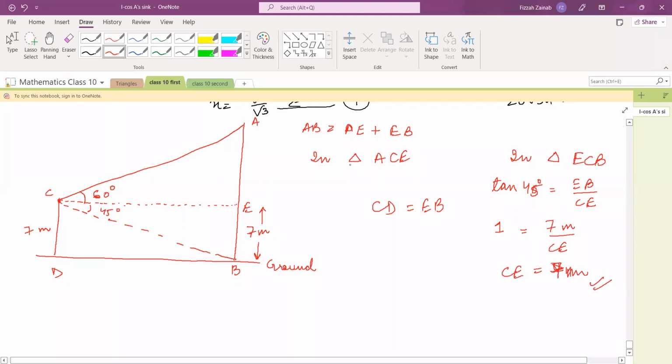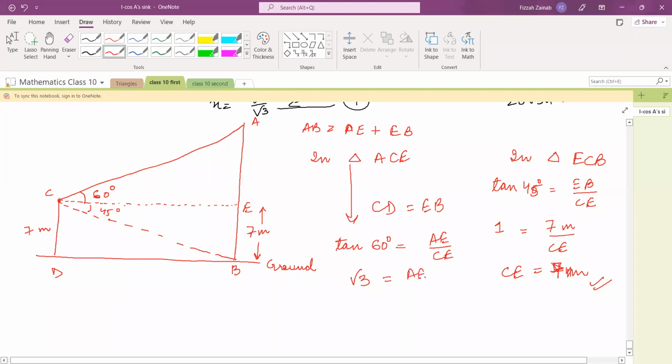Now come back to this triangle. In this triangle, this time I know the base. Again, I can use tan 60, that is perpendicular upon base. That means AE upon CE, correct? Tan 60 is root 3.